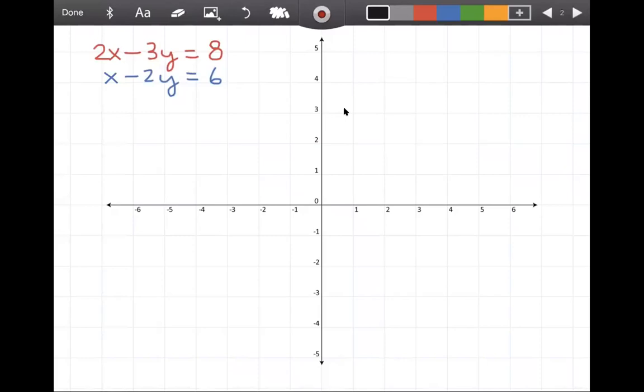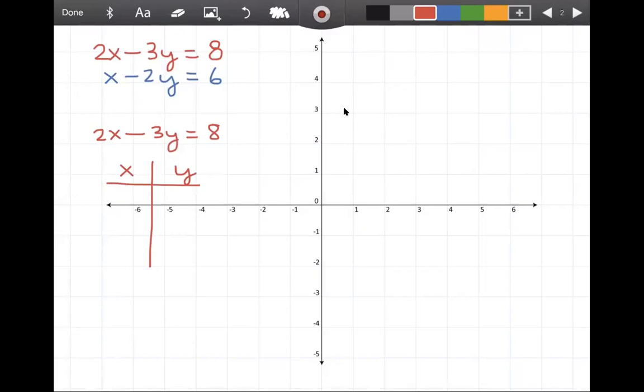Usually my least favorite of those three methods is the point plotting method. However, I am going to use it for this first equation because I want to show you a trick that I've never told you about before. Sometimes students tell me they have trouble figuring out what numbers to put in for x and what numbers to put in for y. And that is never more true than when the equation is written in standard form like this, Ax plus By equals C.